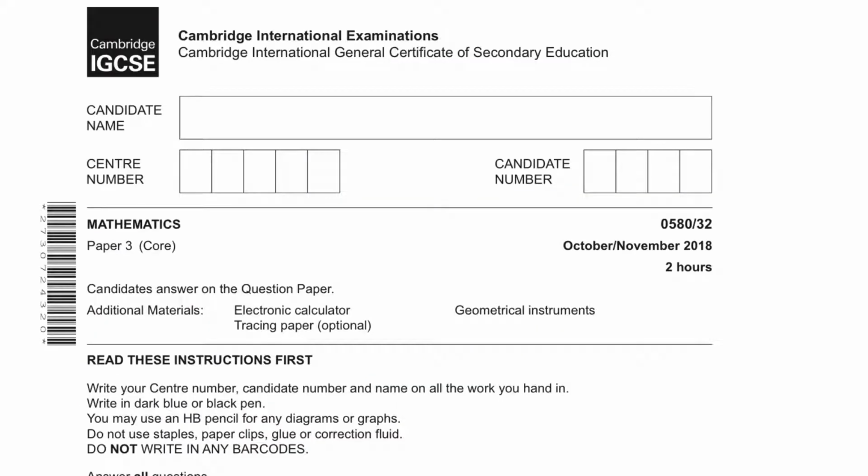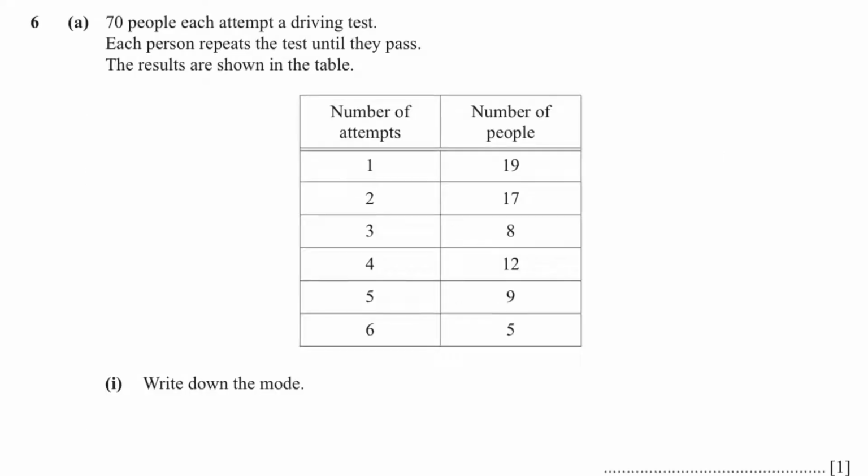Today we are going to solve Cambridge IGCSE Paper 3 Core, Variant 3-2, November 2018, question number 6 onwards. Question number 6. Part A, 70 people attempt a driving test and each person repeats the test until they pass.